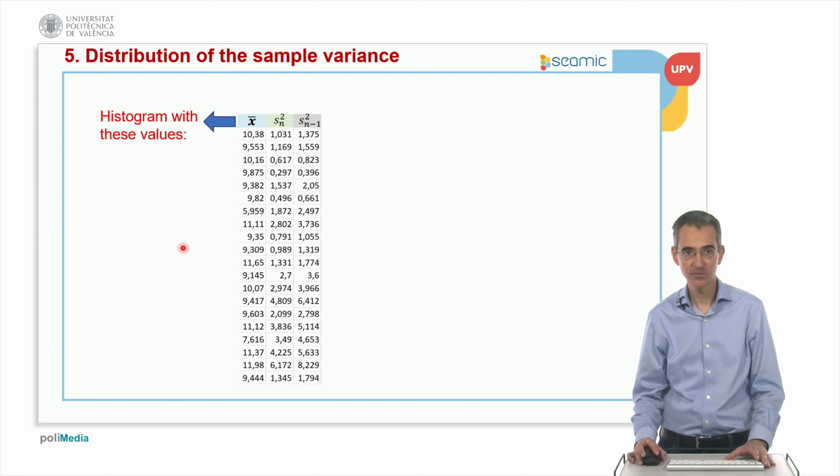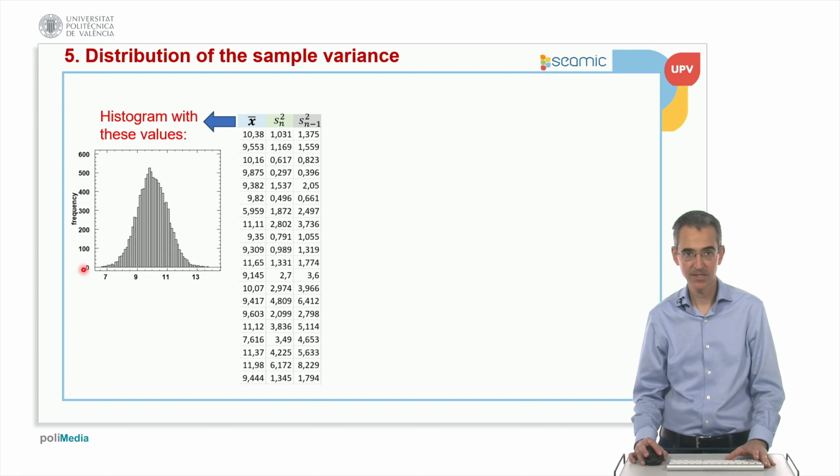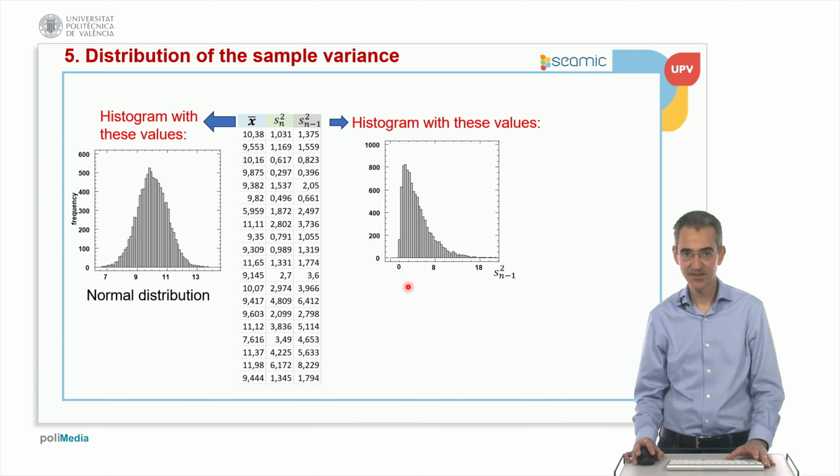If I make a histogram with these values, okay, this is what I get. So I'm getting a normal distribution, which makes sense because the data come from a normal distribution. But what happens if I make a histogram with these values of the sample variance? This is the histogram that I obtained. The histogram is not normal.